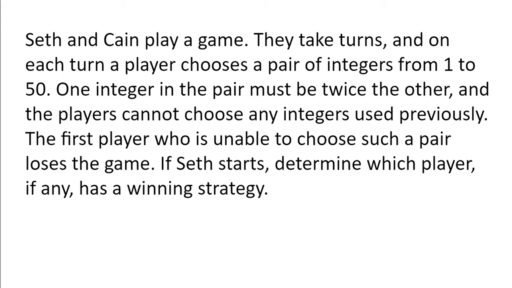Seth and Kane play a game. They take turns, and on each turn a player chooses a pair of integers from 1 to 50. One integer in the pair must be twice the other, and the players cannot choose any integers used previously. The first player who is unable to choose such a pair loses the game. If Seth starts, determine which player, if any, has a winning strategy.